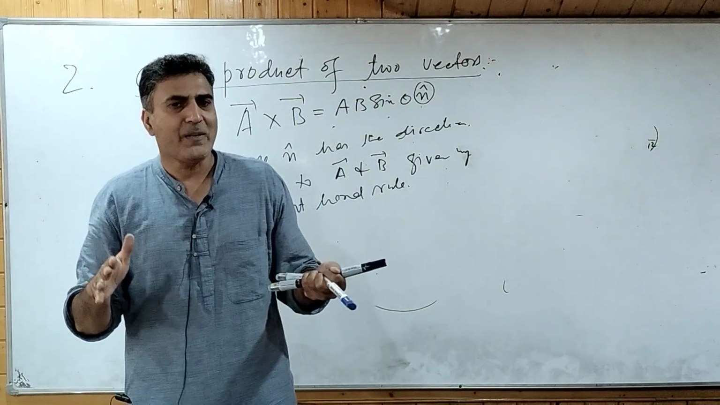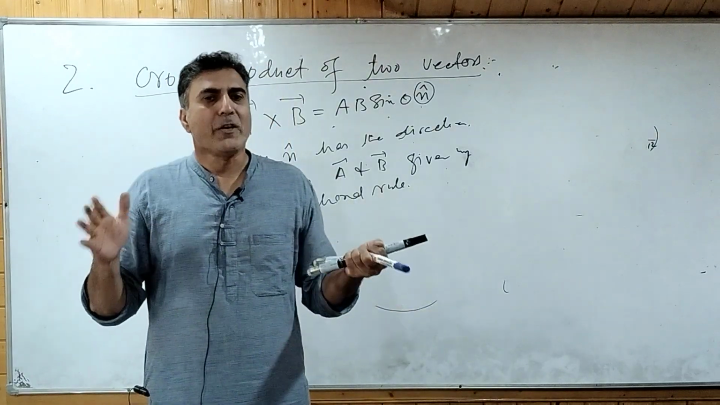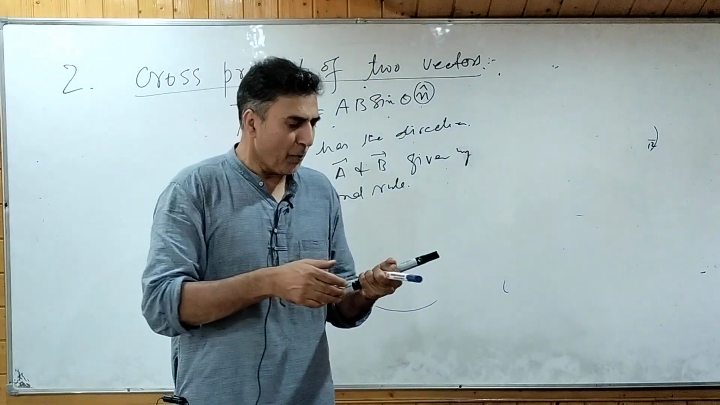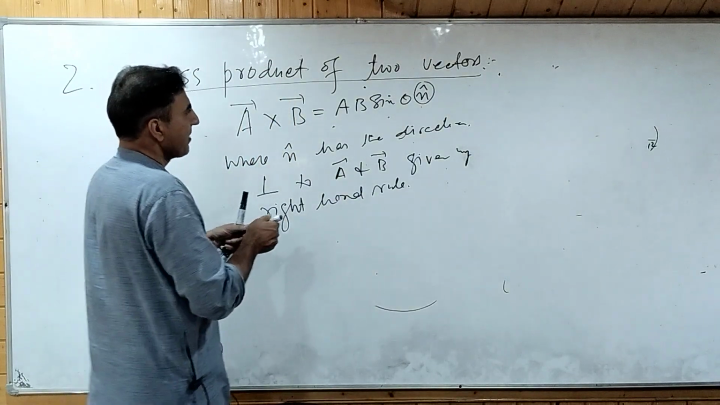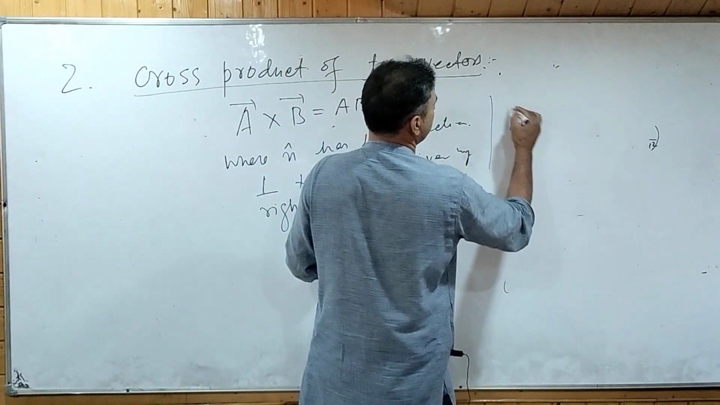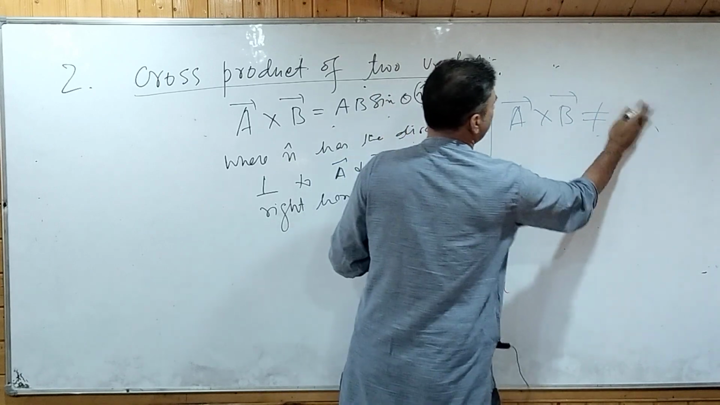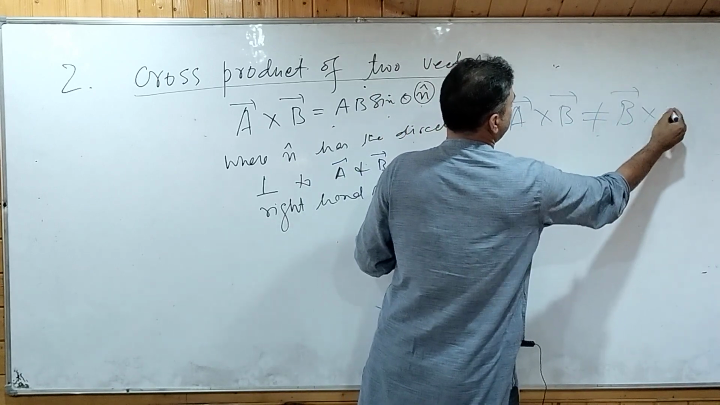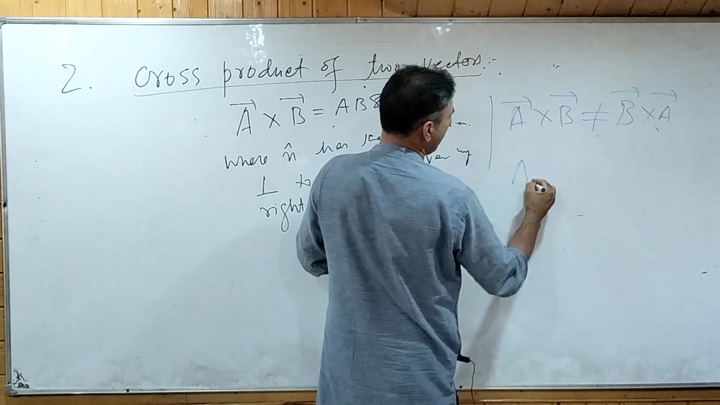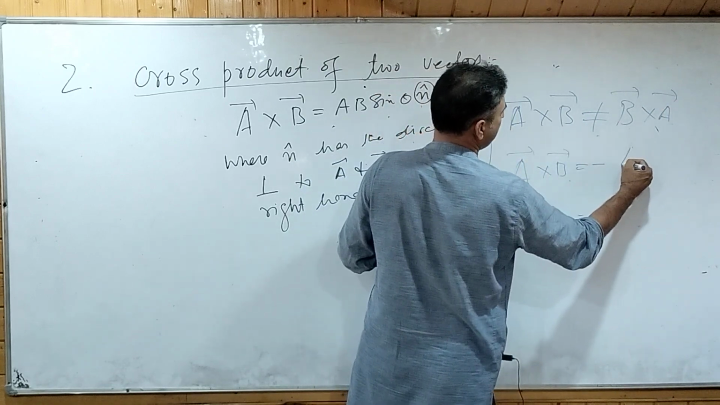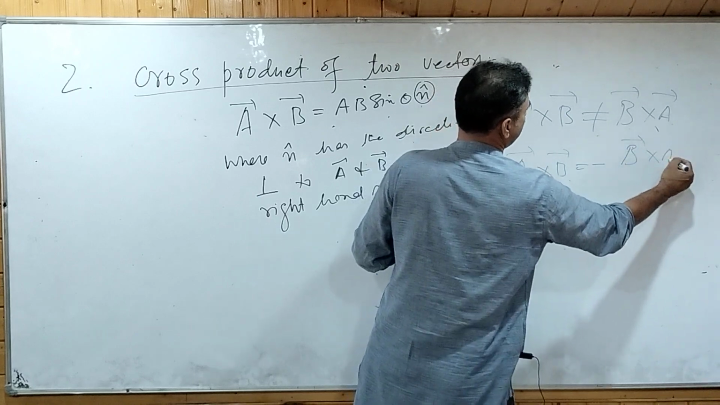Therefore, A cross B does not follow the commutative property. A cross B is not equal to B cross A. They are opposite to each other. So A cross B is not equal to B cross A. Instead, A cross B is negative times B cross A.